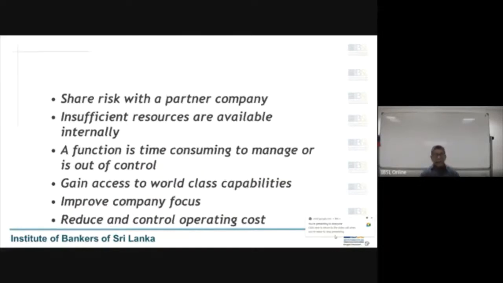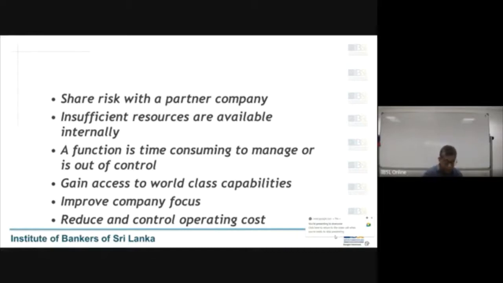So banks heavily use outsourcing, right? Because it has a lot of benefits. What are the benefits? They share the risk with the partner company, right? Sufficient resources are not available in the organization. It is time consuming to manage things out of control. So you can get world-class capabilities and the expertise of doing things like that. Your organization can focus on more strategic business activities rather than being involved in cleaning your washrooms, toilets, and watching your transport as well as the security, right?